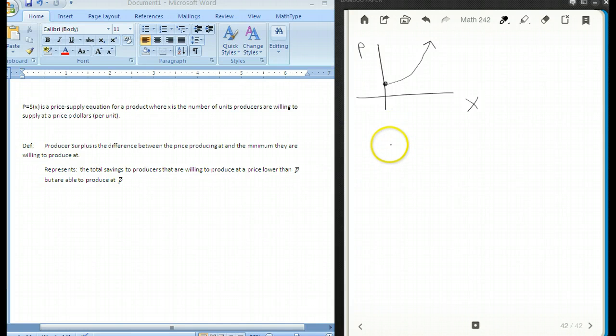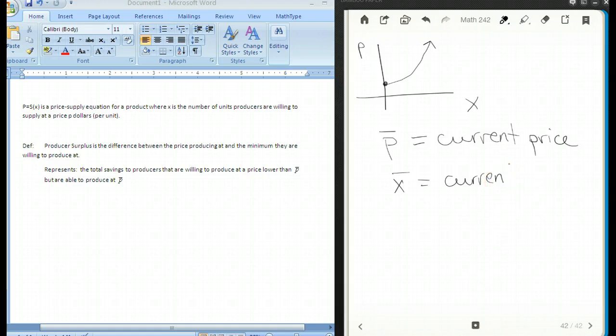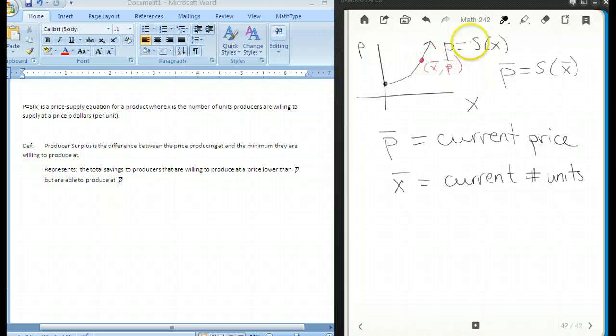So again, if we say we've got some current situation, let's call P bar the current price, and we'll say X bar is the current number of units. Then we can again say that the point X bar, P bar is going to live somewhere on the function P equals S of X. If I put that point on here somewhere just for visualization, here we go. If I say that's X bar, P bar, then that means this point satisfies that equation, so P bar is equal to S of X bar. That's good to know, because it's a point on the graph. And that also means this right here is X bar and this right here is P bar.